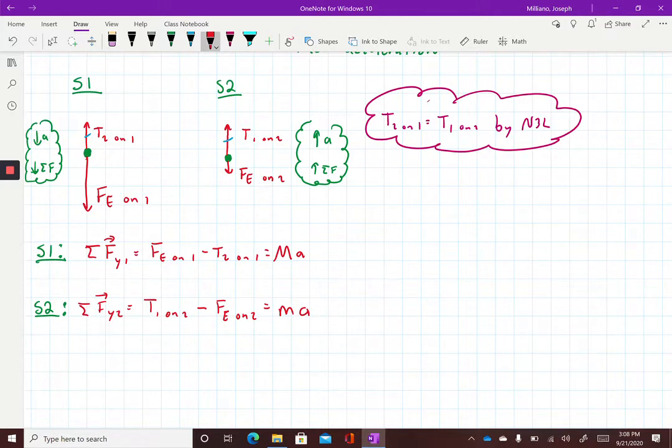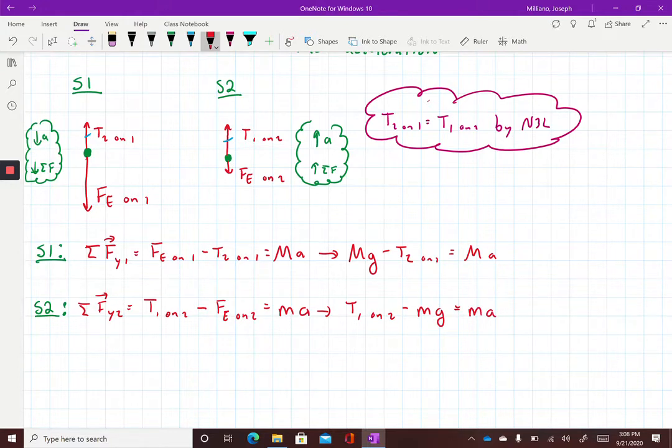All right, simplifying each of these just a little bit. I'm going to replace the force that the Earth exerts on 1 and 2 with mg. So this is capital Mg minus tension 2 on 1 equals capital Ma. And then over here, tension 1 on 2 minus lowercase mg equals lowercase ma.